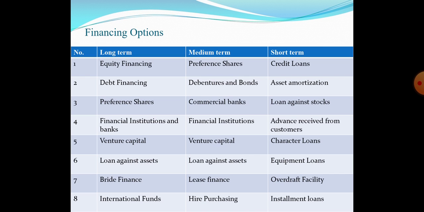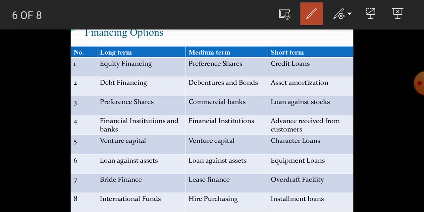So there's a list, there's a table here, in which the solution to get finance can be solved by various tools or various mechanisms which are created through which you can get money. So we will discuss one by one the long term finance options, and the same can be used for medium and short term also.